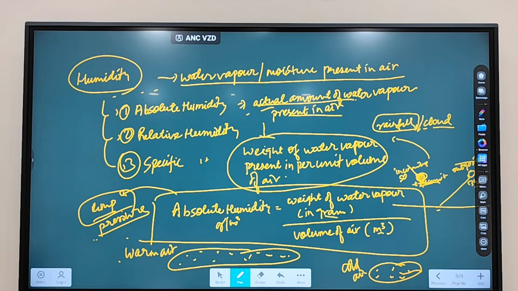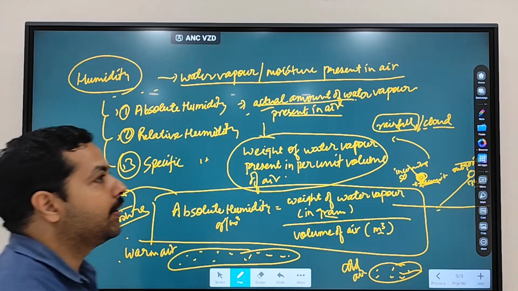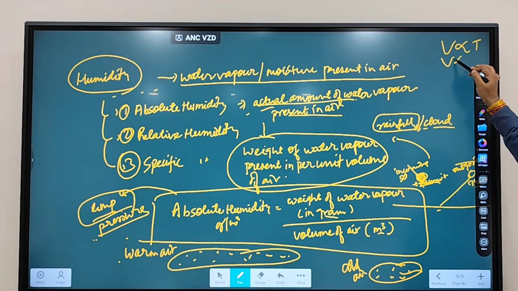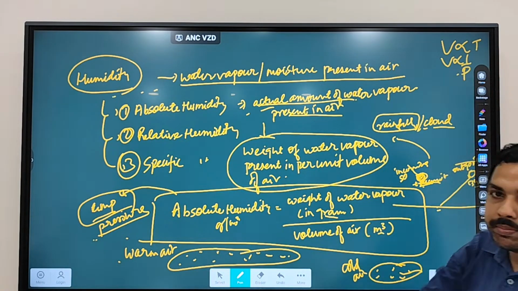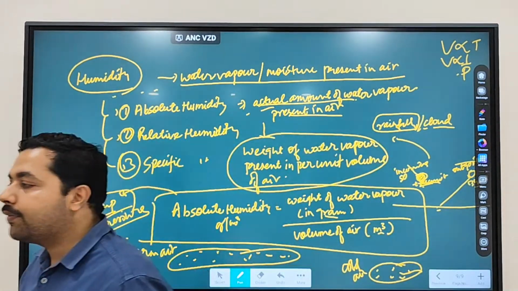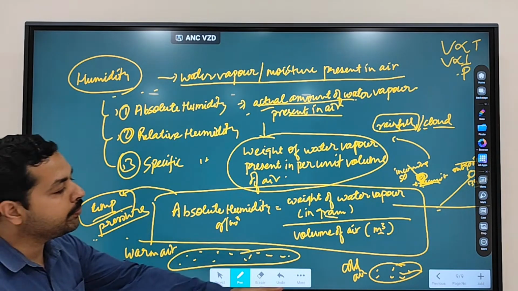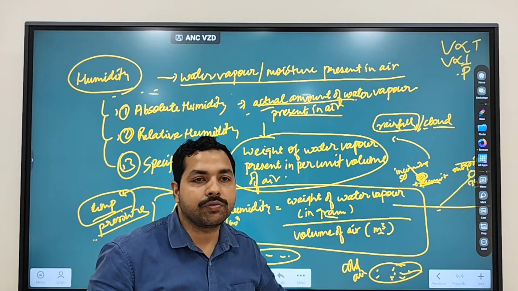High pressure means what? Volume will be more or volume will be less? Remember, we discussed Charles' law: volume is directly proportional to temperature. Boyle's law: volume is inversely proportional to what? Pressure. If high pressure is there, you are compressing. I am applying high pressure, which means I am compressing things. So volume will decrease. When volume decreases, what will happen? Less amount of water vapor.